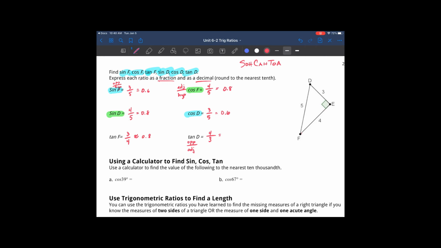And the tangent 4/3 is rounded to 1.3. And then there it is. That's the fraction and the decimal. So pay attention to what it asks you to round to.